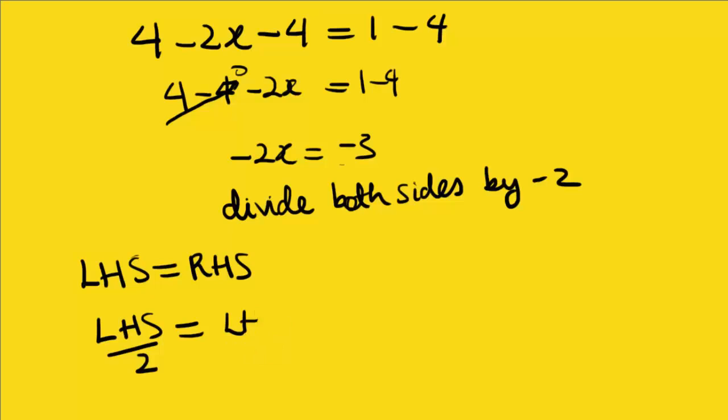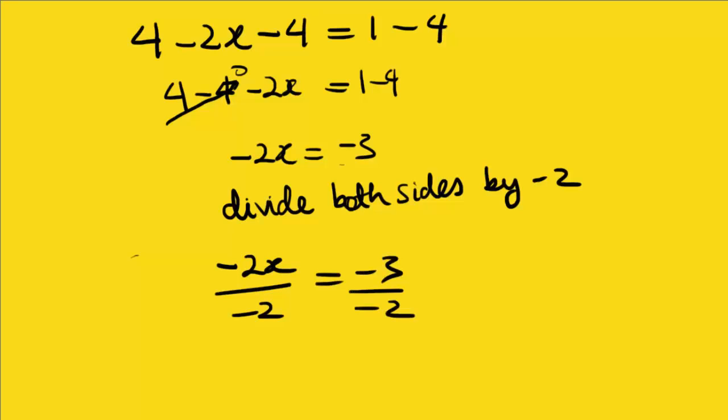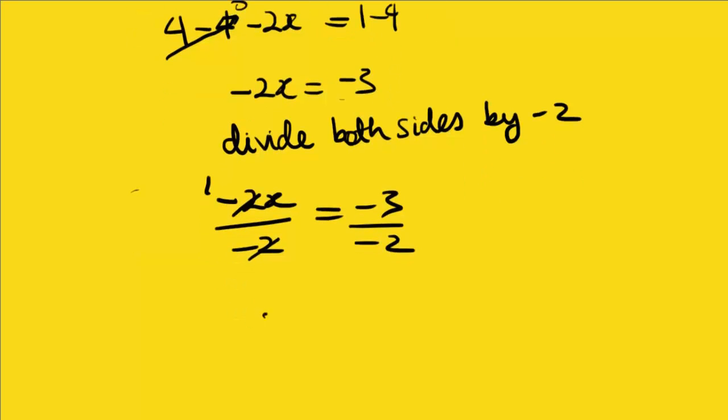Anyway, dividing both sides by minus 2 gives the following. Minus 2x divided by minus 2 equals minus 3 over minus 2. Minus 2 divided by minus 2 is 1, so I carry the division. This gives x. Here the minuses cancel out, so you're left with 3/2, and that's your solution.